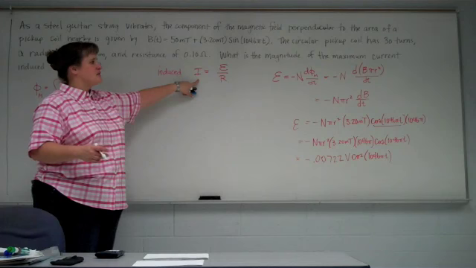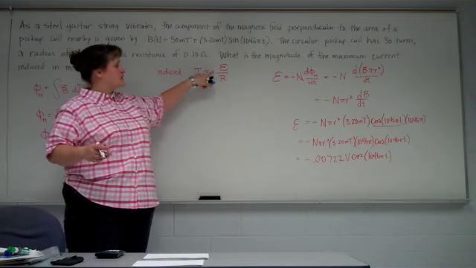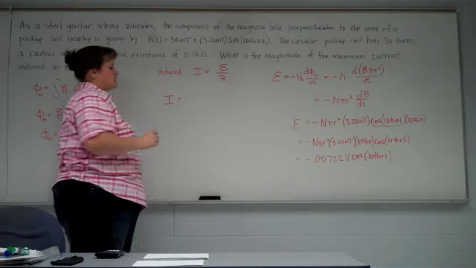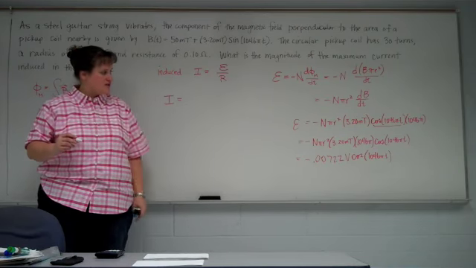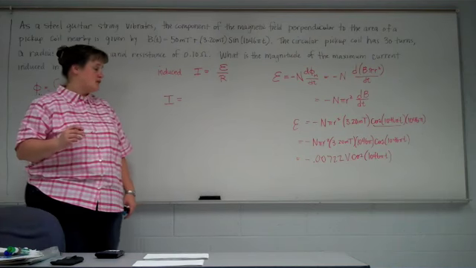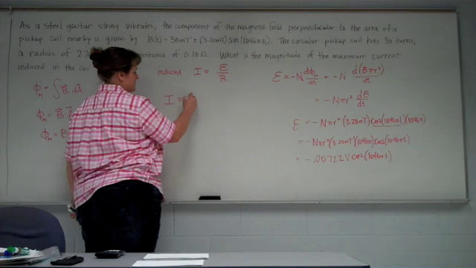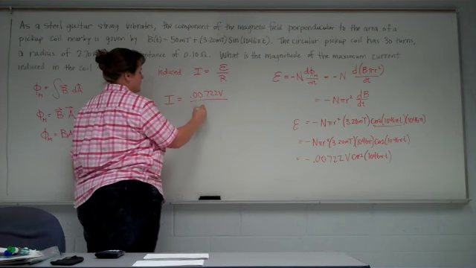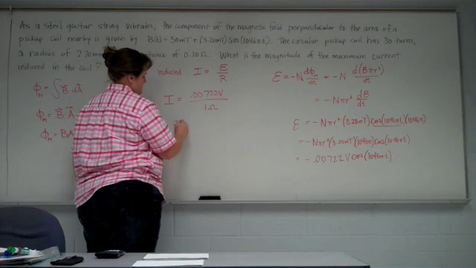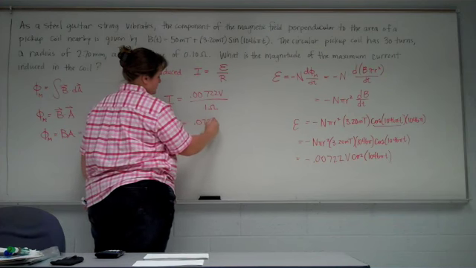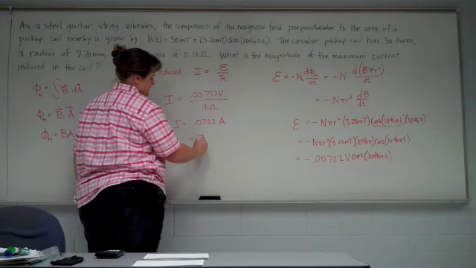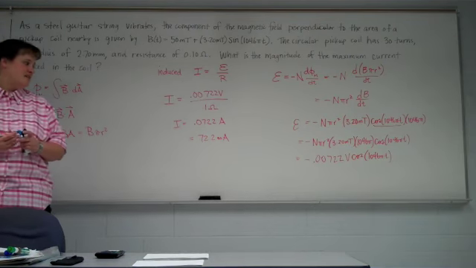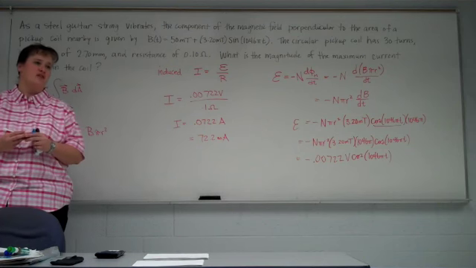We're asked for the magnitude of the maximum current, which will occur when the voltage is maximum. So what's the maximum value of our voltage? The maximum value of cosine is equal to 1, so it's the stuff in front: 0.00722 volts. Our resistance is 0.1 ohms. So I ends up being 0.0722 amps, which is also 72.2 milliamps. So that's the maximum induced current.